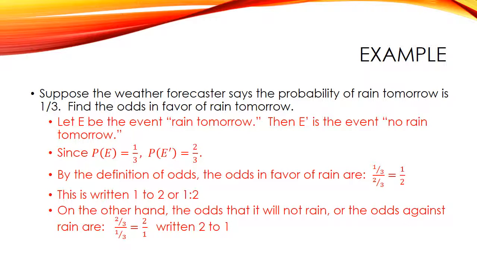On the other hand, the odds that it will not rain tomorrow, or the odds against rain, or the odds in favor of no rain, are 2/3 over 1/3, which is 2 over 1, so 2 to 1.